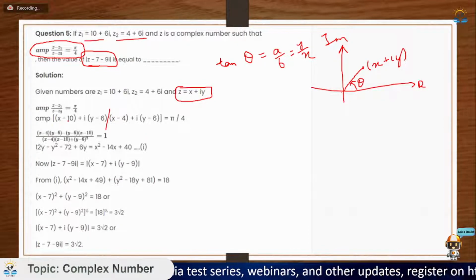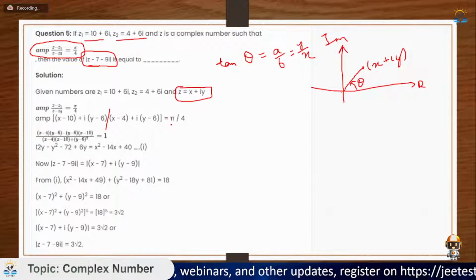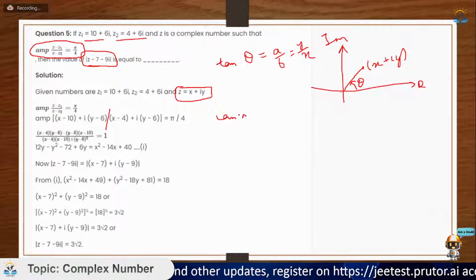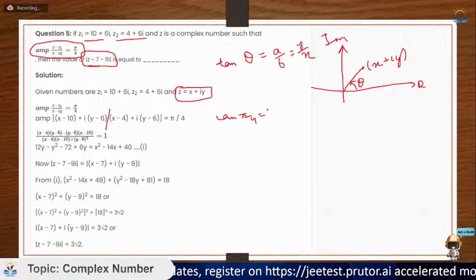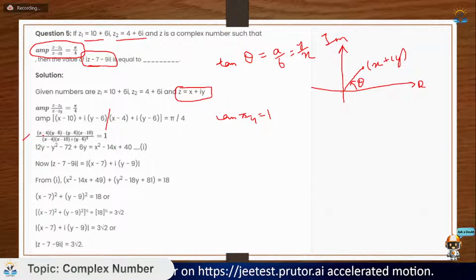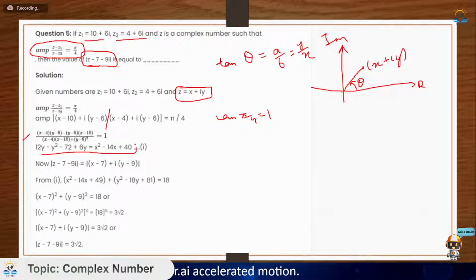So now how to calculate the amplitude? Since the amplitude is pi by 4, you know that tan pi by 4 is equal to 1. Tan of pi by 4 is equal to 1. So from here you get this equation, (x minus 4)(y minus 6) minus (y minus 6)(x minus 10) upon this thing is equal to 1, and then you finally get this equation.